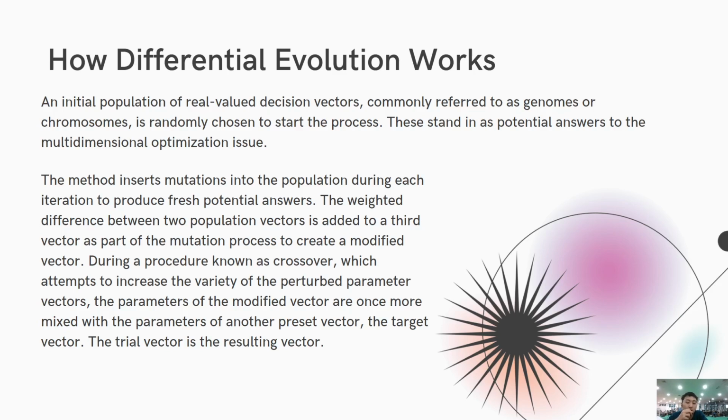During a process known as crossover, which attempts to increase the variety of the perturbed parameter vectors, the parameters of the modified vector are mixed with the parameters of another, first vector. The resulting vector is the target vector, the trial vector.